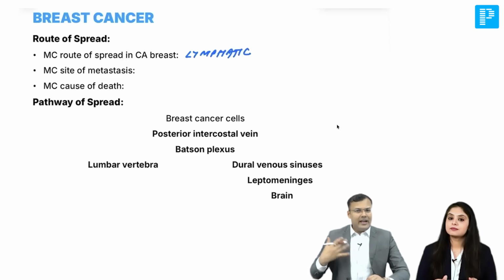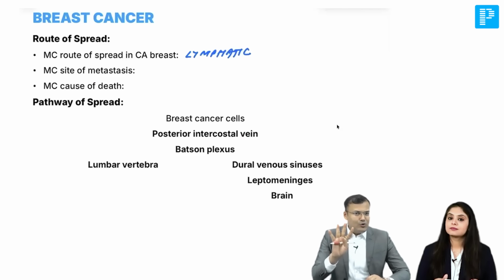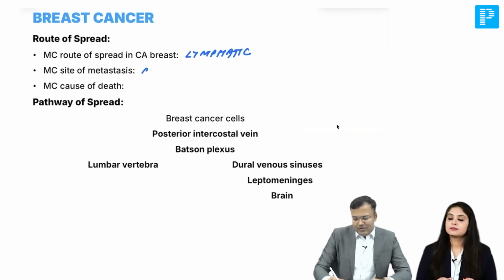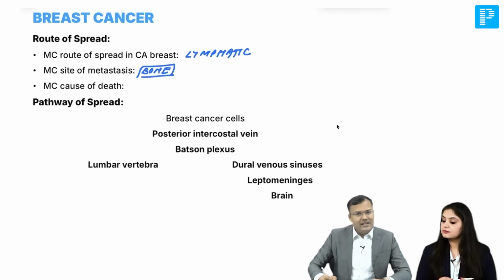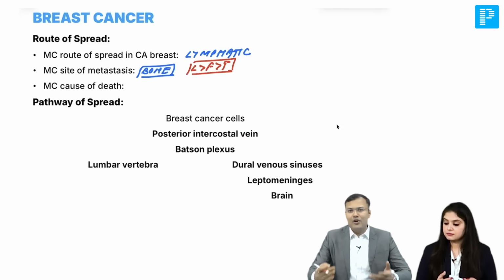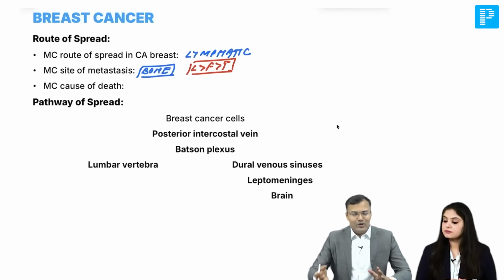Next, what is the most common site of metastasis? Let me tell you, in the body, metastasis mainly goes to 4 organs. How to remember? LLBB. LL means liver, lungs. BB means brain, bone. So here, it mainly goes to bone. Can you tell me, guys, which bone? There is a mnemonic: LFT. It is lumbar vertebra, followed by femur, followed by thoracic vertebra.